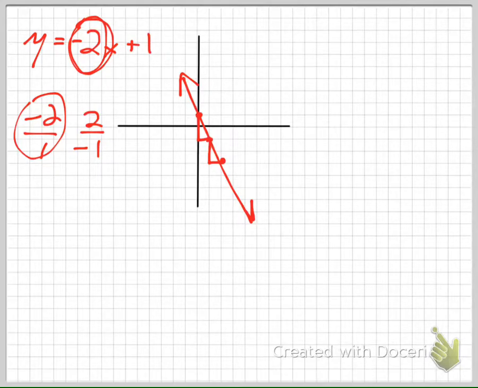Anything that's between 0 and 1 would be like up 1 over 10. A 1/10 slope is up 1 and over 10. That's going to look like this, almost horizontal. A 1/2 slope means up 1 over 2. That's going to be like this. Does that make sense? So slopes that are less than 1 are going to be shallow slopes. Slopes that are greater than 1 are going to be steeper slopes. The bigger the number, the steeper the slope. It's that simple.